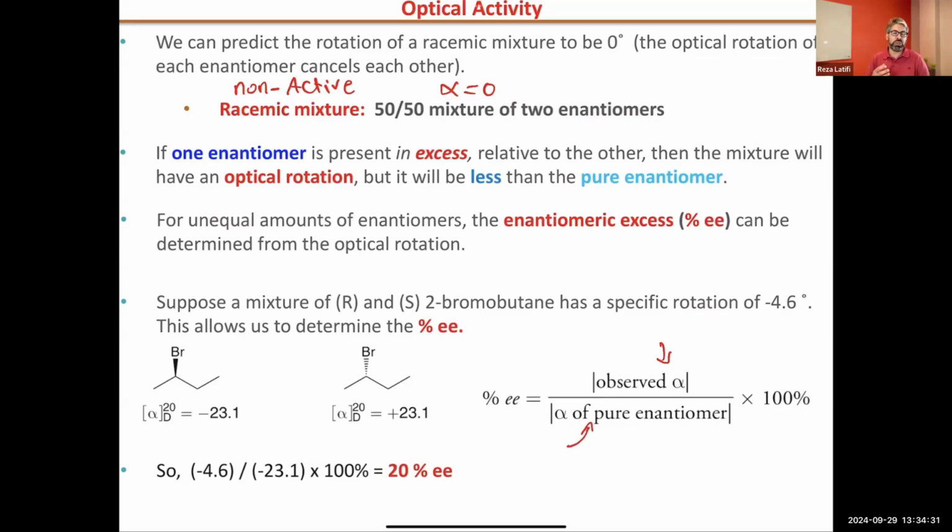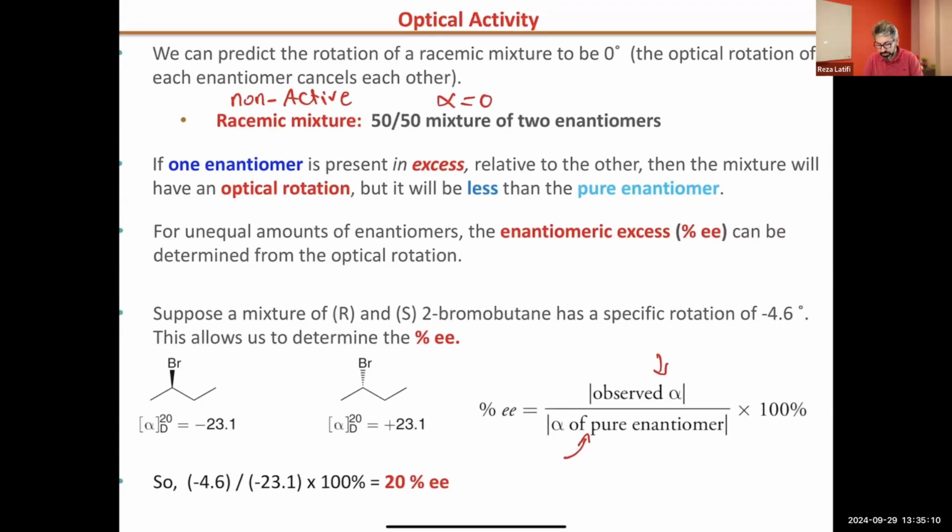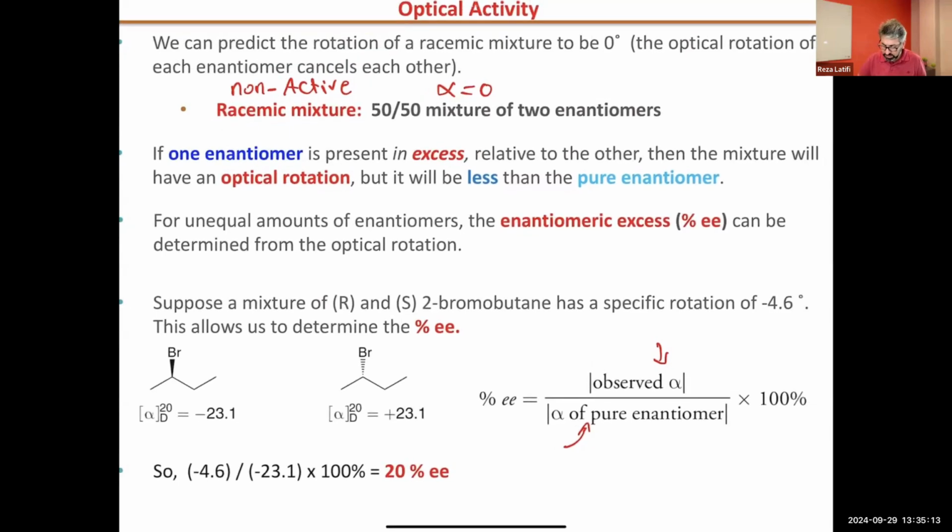Let's say you made a compound, and there are plenty of techniques in chemistry that you can use to say whether this compound is pure or not. Once you figure out this compound is 100% pure, you put it inside the polarimeter and measure the rotation. That rotation is the specific rotation of that enantiomer, and you know that enantiomer is 100% pure. How? You use other techniques to confirm whether it's pure or not. If you divide those two and multiply by 100, that's going to give you the percentage of enantiomeric excess.